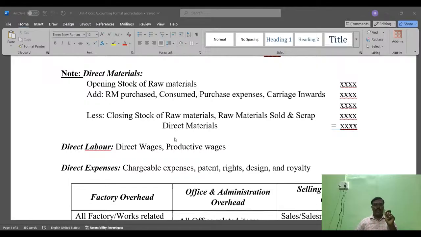So what is the format for direct material? Take the opening stock of raw material, add raw material purchased and the purchase expenses and carriage inward. Less closing stock of raw material, as well as any raw material sold or scrapped, that has to be deducted. The final amount is called direct material.